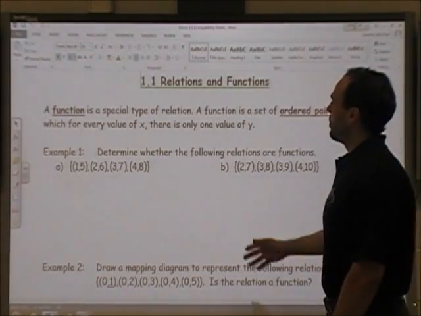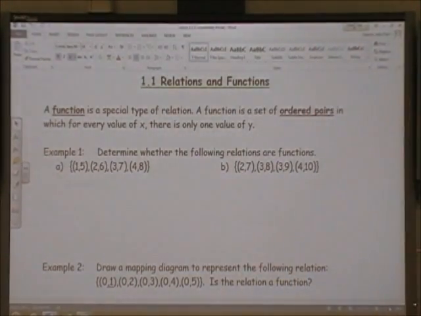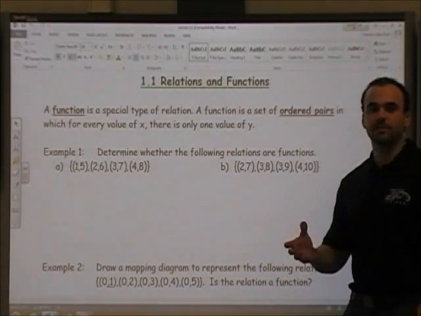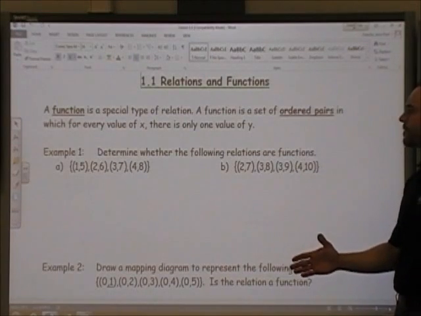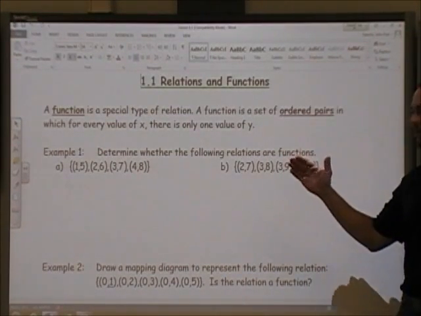Okay, so let's take a look at 1.1, relations and functions. A function is a special type of relation. A function is a set of ordered pairs for which for every value of x there is only one value of y. So for every x value, there can only be one y value, or for every x value, there can only be one height.